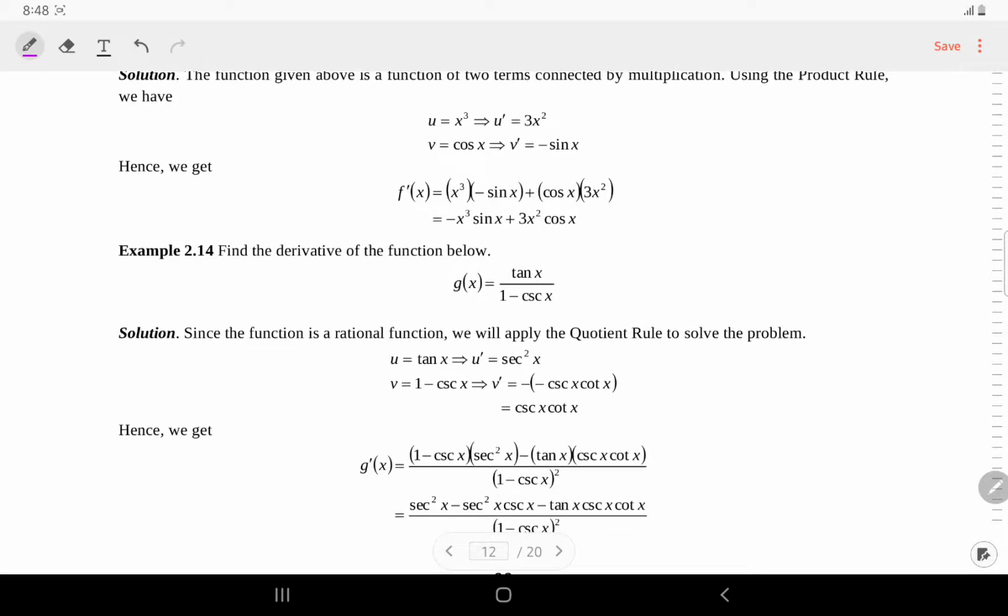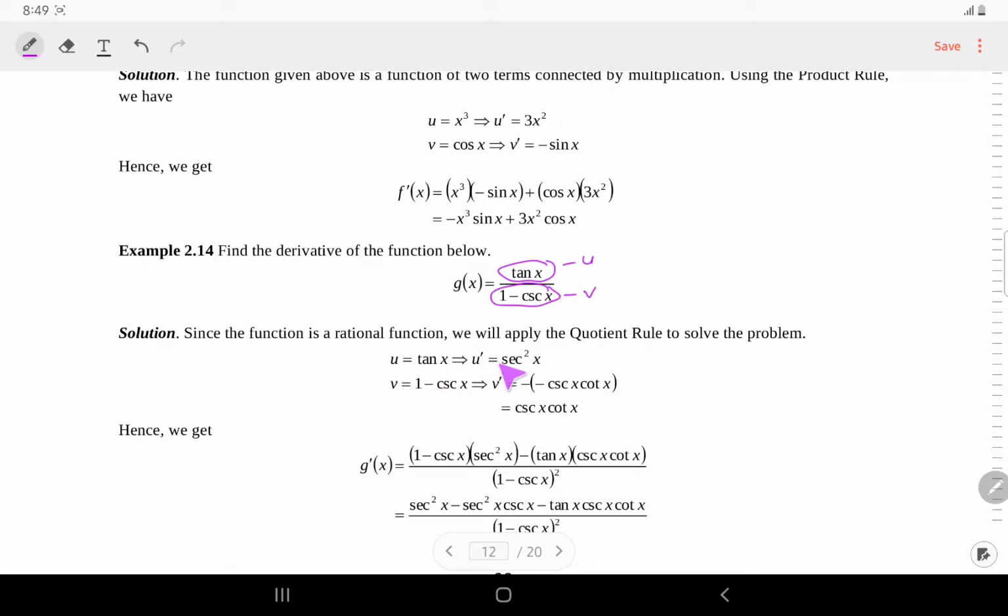And then another example is the function g here. Tangent x divided by 1 minus cosecant x. So for this function, when we want to differentiate, we need to apply quotient rule, sebab dia bahagi kan. This term bahagi dengan this term. So this term will become u. This term will become our v. So our u is tangent x and v is 1 minus cosecant x.